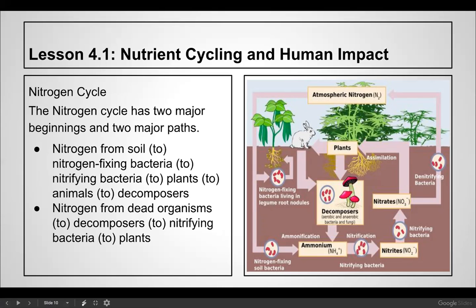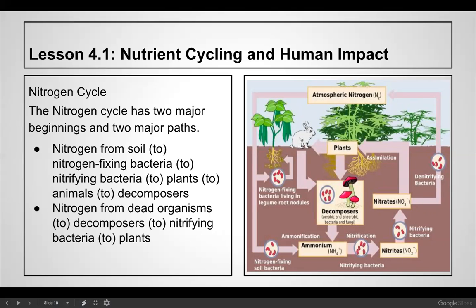Nitrogen cycle, very important for plants. Nitrogen cycle has two major beginnings and two major paths. The nitrogen from the soil is fixed, right? There are nitrogen fixing bacteria that convert it to a form of nitrogen that is important to plants. It's taken up by the plants, and then the plants are eaten by the animals. The animals go to the bathroom or the animals die and they're decomposed. That nitrogen gets put back into the system. Nitrogen from dead organisms to decomposers to nitrifying bacteria to plants is another pathway. So there's two different major pathways that we can cycle nitrogen.